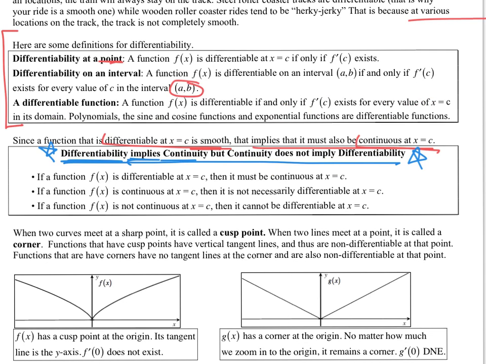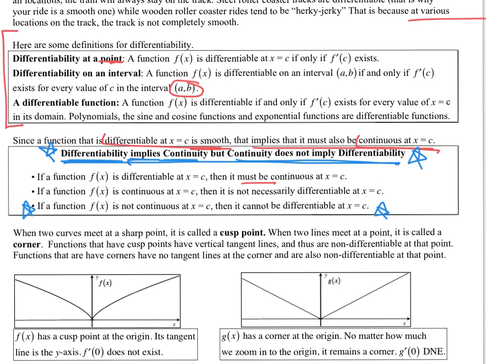Differentiability implies continuity, but continuity does not imply differentiability. If a function is differentiable at x equals c, then it must be continuous at x equals c. If a function is continuous at x equals c, then it's not necessarily differentiable. It can be, or it cannot be at x equals c. If a function is not continuous at x equals c, then it cannot be differentiable at x equals c.